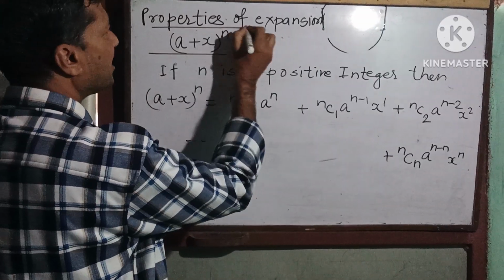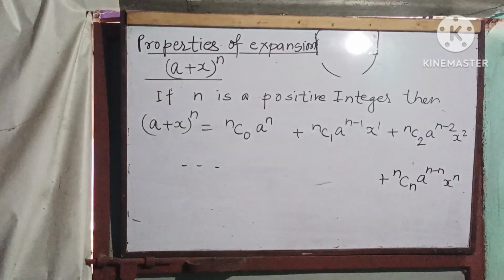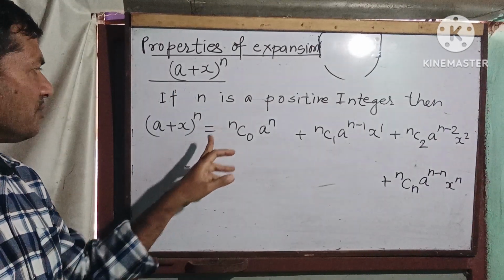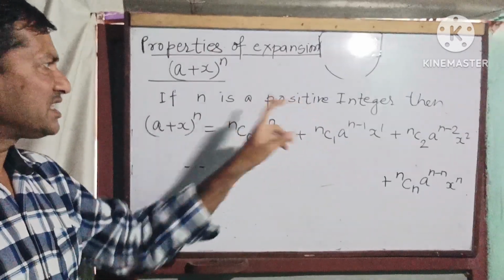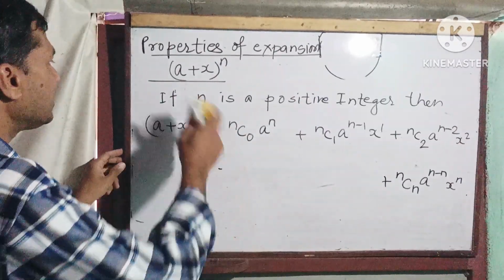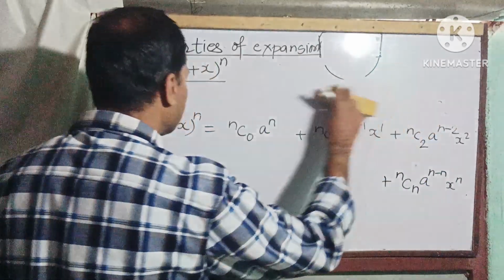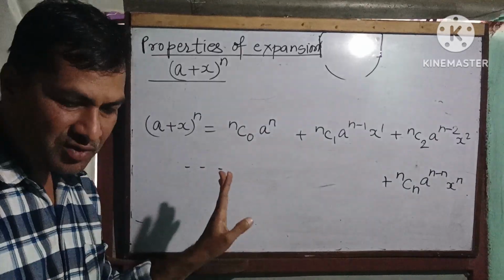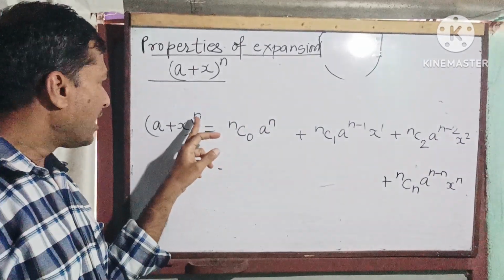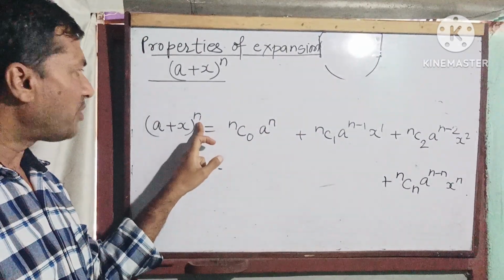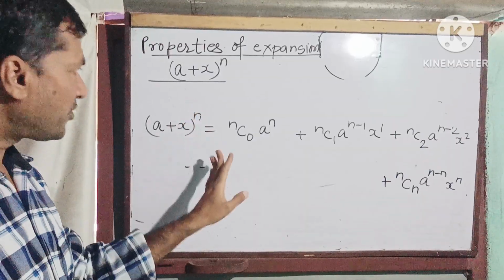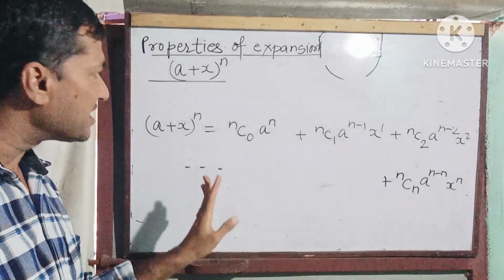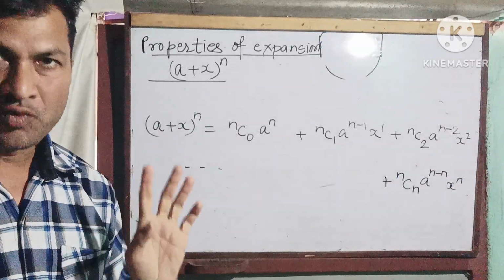So we are going to deal with a few properties of the expansion (a plus x) to the power n. If n is a positive integer, then the expansion of (a plus x) to the power n is nC0 and so on. First of all, what we observe is that the power is n. The total number of terms in the expansion is n plus 1.